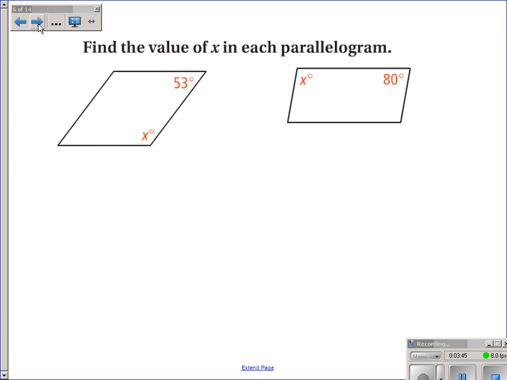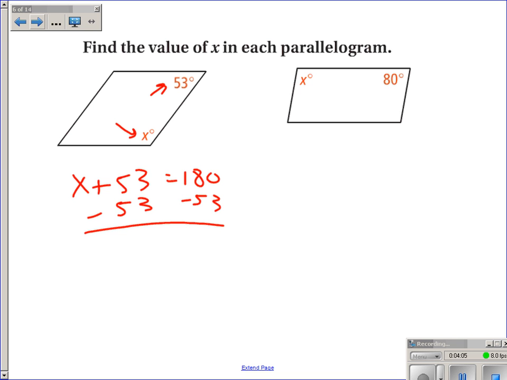Let's use those and solve a couple of questions. Now these angles right here are consecutive, they're next to each other, and so they're supplementary. So x plus 53 is equal to 180. So I subtract 53 from both sides, and x would be equal to 127. On this one, again, these are consecutive angles, and so they're supplementary, and x must be 100 degrees because they add to be 180.